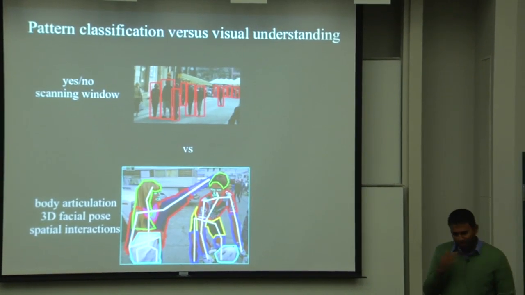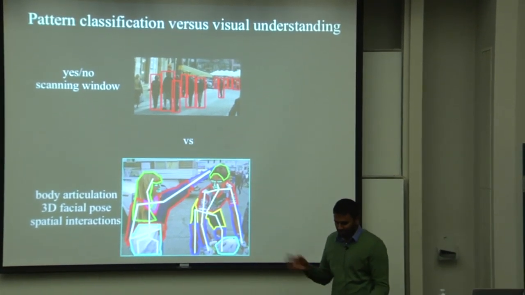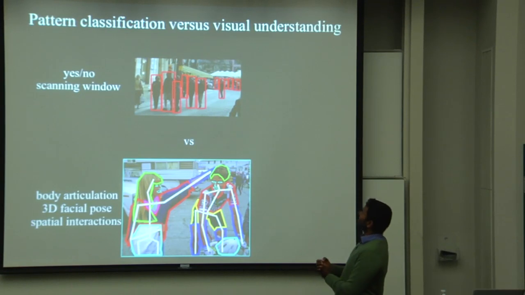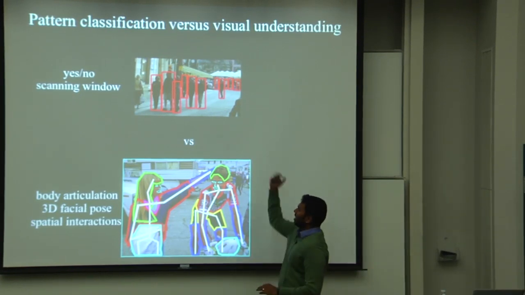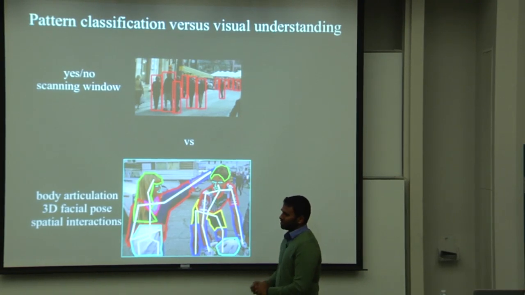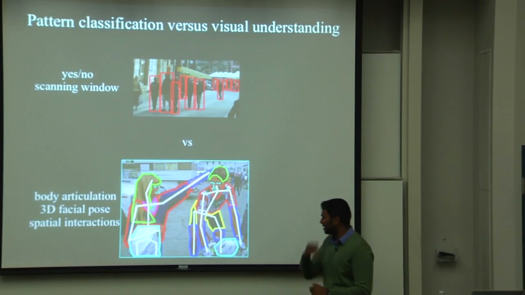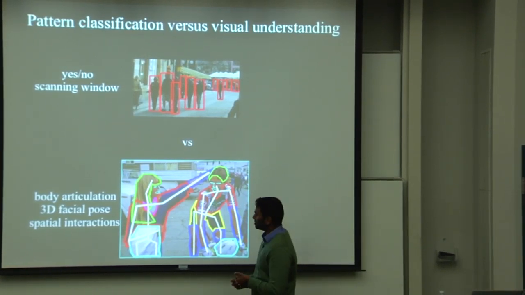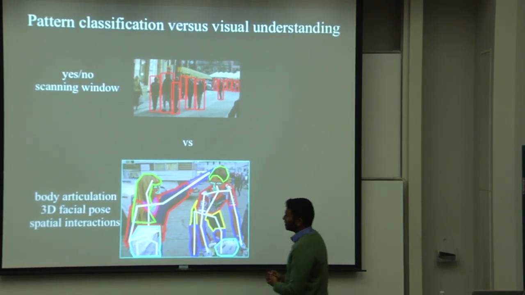All right. The way I wanted to cast the discussion was distinguishing between two tasks: pattern classification versus visual understanding. There are a lot of techniques out there now for answering a yes-no question of, let's look at a crop window and ask, does this contain a person or not? But the kinds of things that I've been personally interested in for a long time revolve around more detailed reports of what you could say from an image.